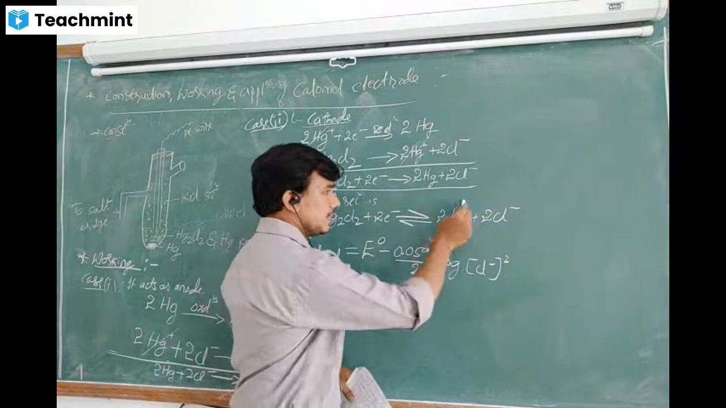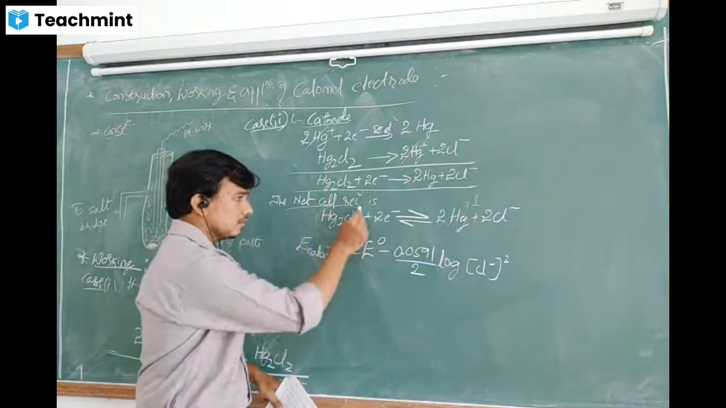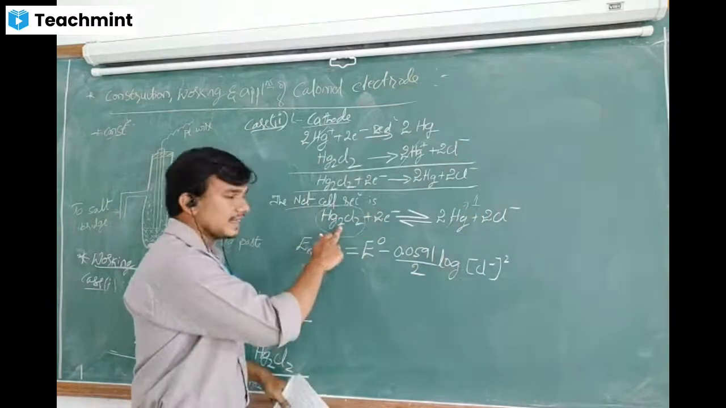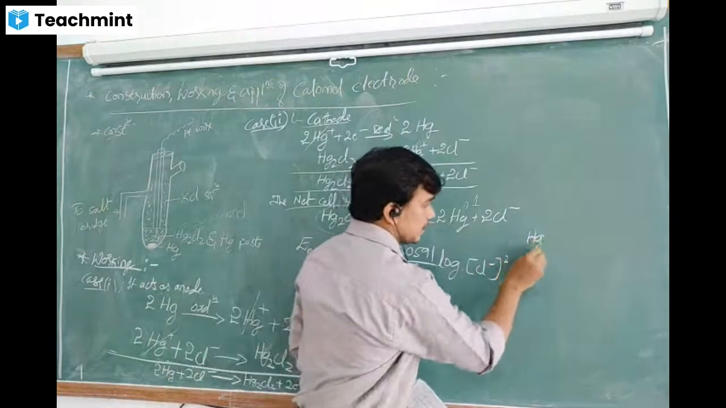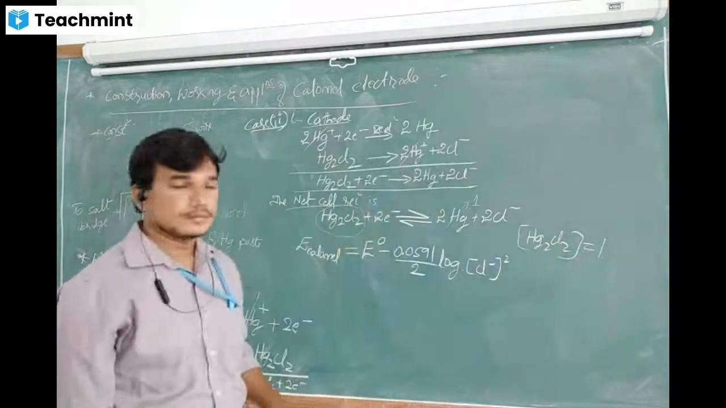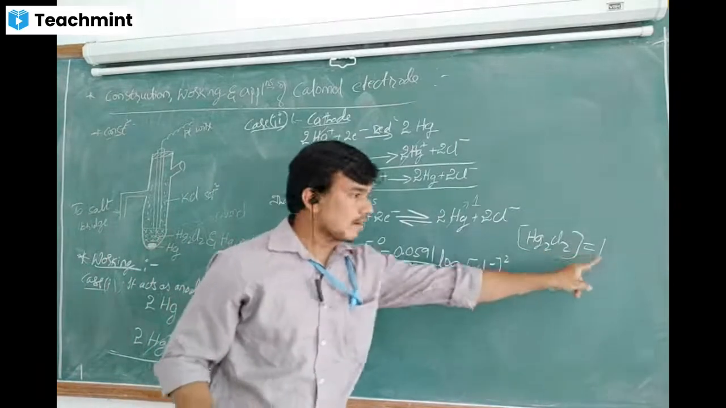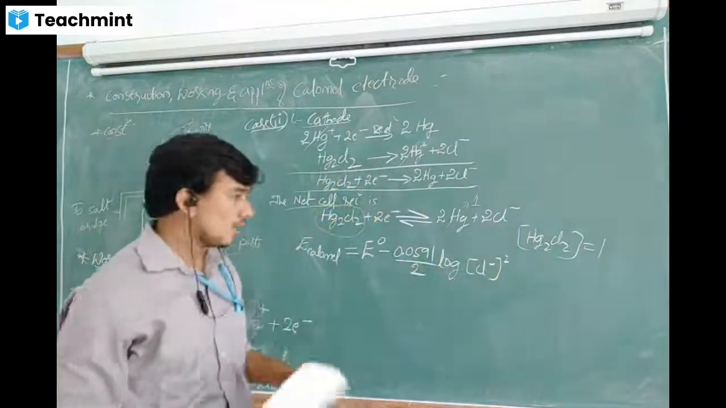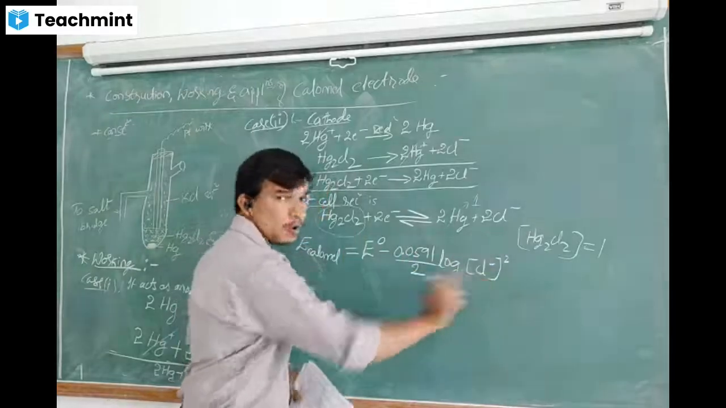This is the 1. And here this one is also product divided by reactant. Reactant is Hg2Cl2. So Hg2Cl2 concentration is also 1. This is also in pure solid form, so its concentration is also 1. Only ions you have to take. So I will not write the product because it is 1.